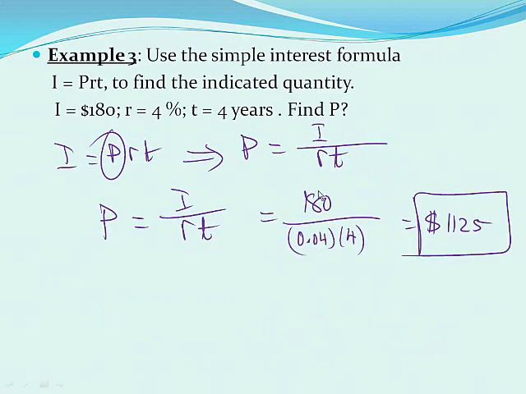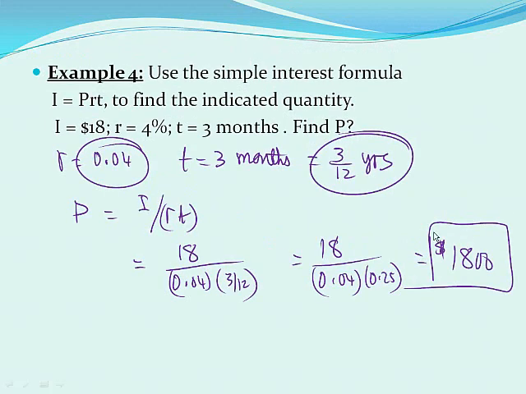Third example, this time we need to find the principal, not the interest. We can use the same formula, I equal to PRT. We are concentrating on this variable P, so we can solve for P by dividing both sides by RT: P equal to I divided by RT. So we can directly substitute in this formula. I is $180 given. Rate is 4%, so it is 0.04. Time is 4 years. So 180 over 0.04 times 4 will become $1,125, which is the principal amount.